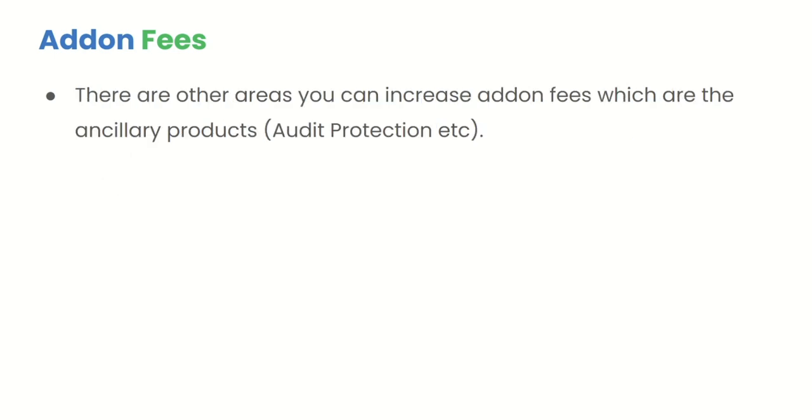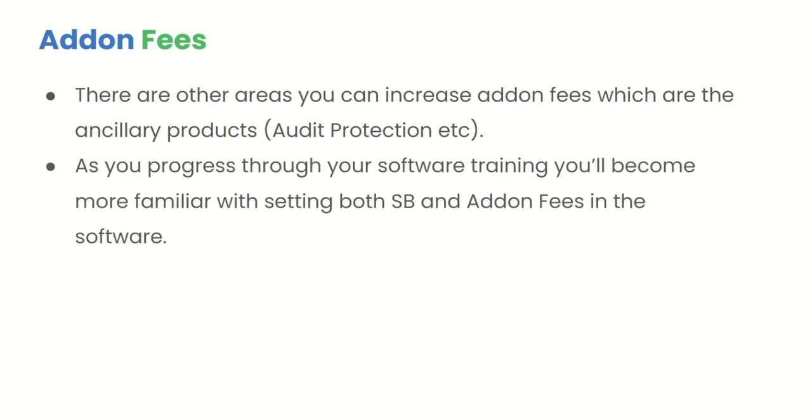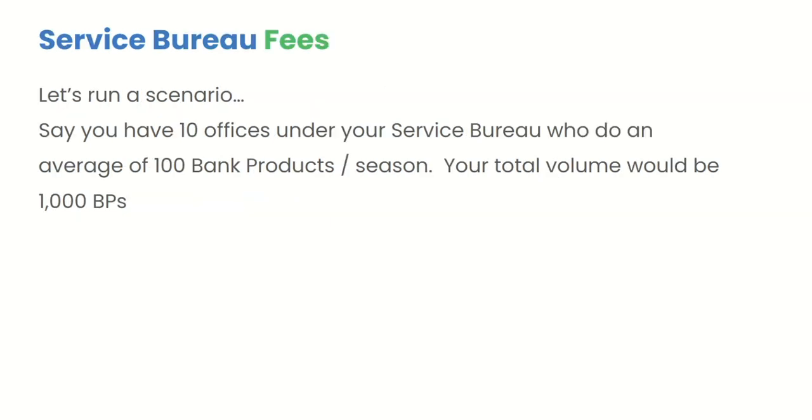Now, there are other areas where you can also increase add-on fees, which are the ancillary products. So we're inside the software. There are things like Audit Protection Plus. There's a bunch of other areas in the software where you can actually mark up those additional fees. Those are all also considered add-on products, and they all follow the same rule. They get lump-summed together and paid out in July. So as you progress through your software training, you guys are going to become a lot more familiar with setting both service bureau and add-on fees in the software.